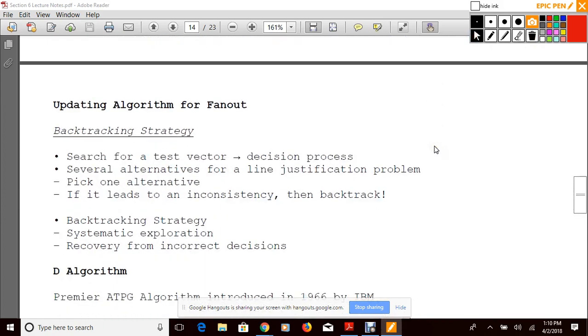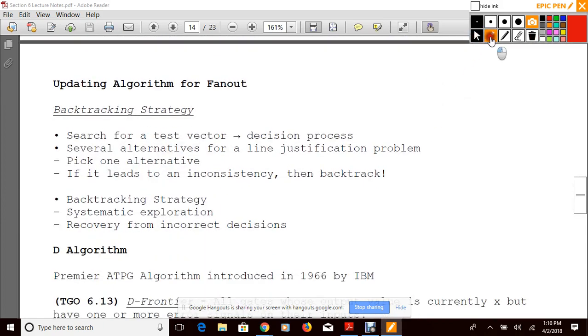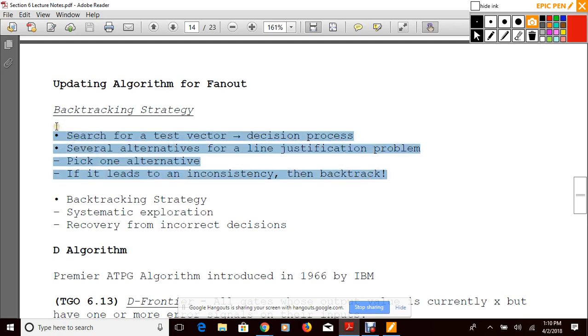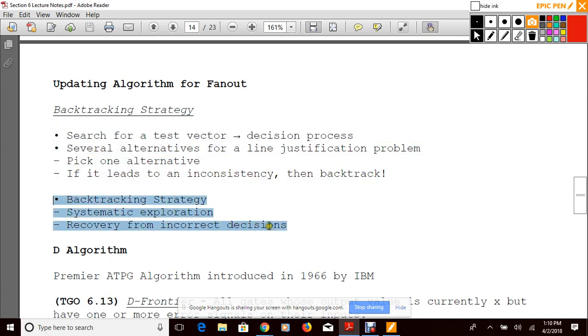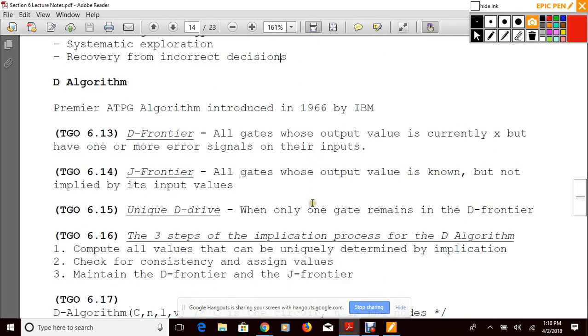And so this backtracking algorithm, we search for a test vector and we do a decision process, and we talked about these D frontier and J frontiers. And if it leads to an inconsistency, then we backtrack, meaning that we're expecting a specific value, but if the fan out causes a different value, then we go back to what value caused that, we change it, and then we move on. So we have a systematic exploration and recover from incorrect decisions.